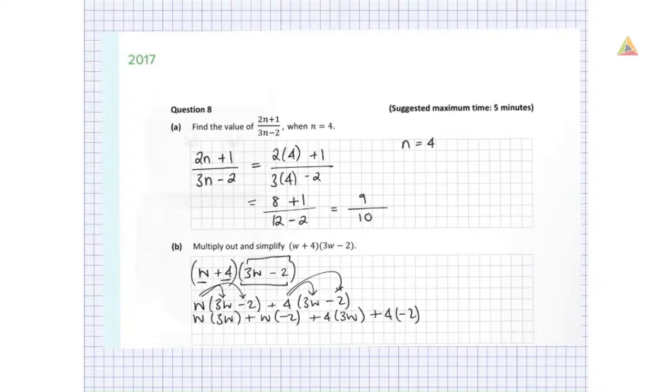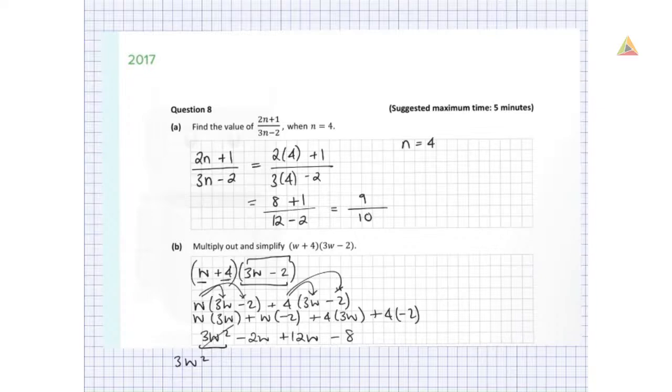w by 3w gives us 3w squared. w by minus 2 is minus 2w. 4 by 3w is 12w. And 4 by minus 2 is minus 8. This is a little bit trickier. So if we have any other squared terms other than this one, we don't. So we can write that down. So 3w squared. So we've dealt with that.